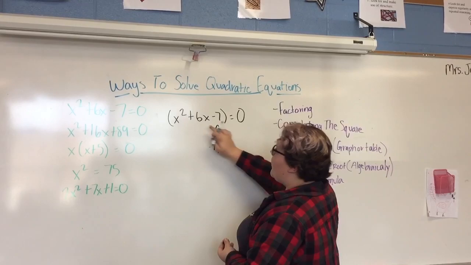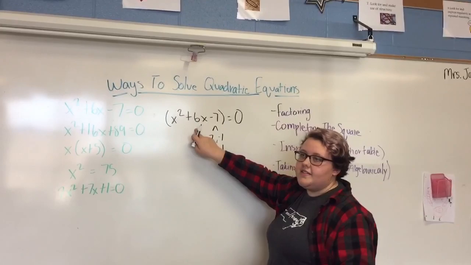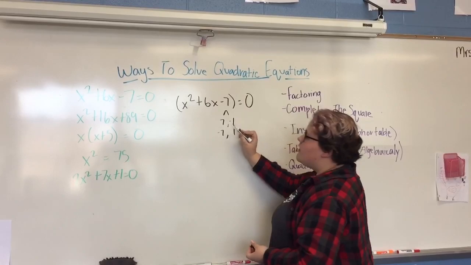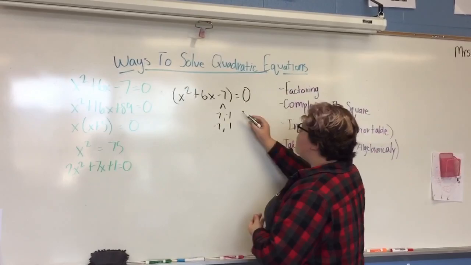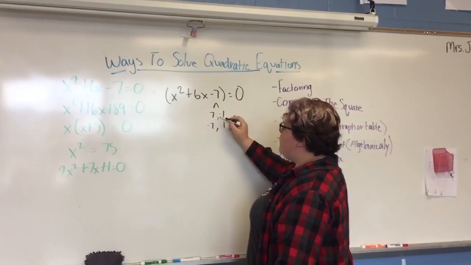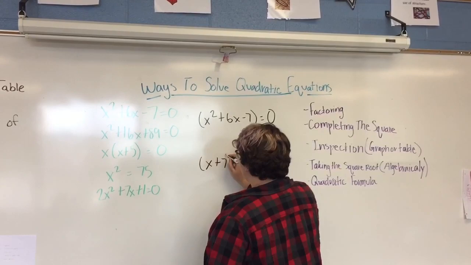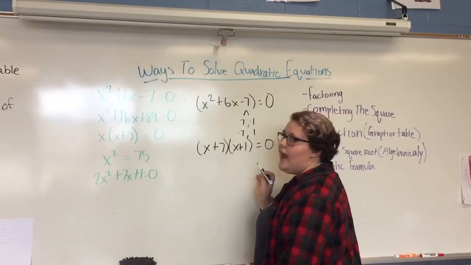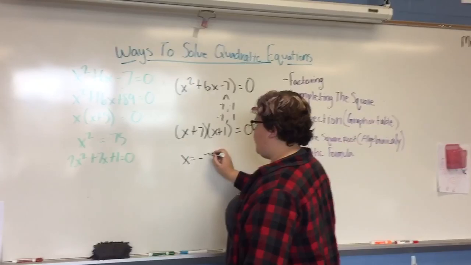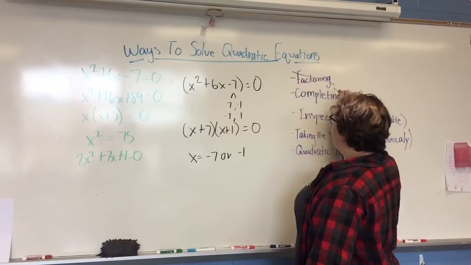Our B term should be the sum of the two factors of our C term in ax squared plus bx plus c, the quadratic standard equation. So 7 and negative 1 are our factors. Then x plus 7 times x minus 1 equals 0. Using the zero product property, x can either equal negative 7 or 1. And that's the solution for factoring.